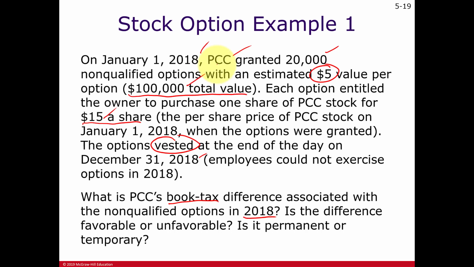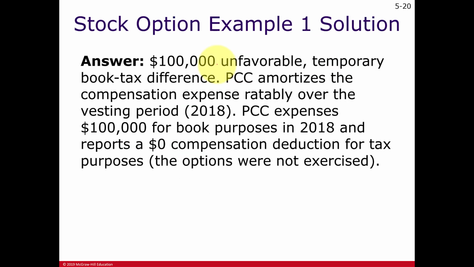So on the income statement, you're going to deduct 100,000 for the stock option expense. Whereas on the tax return, there is no deduction. Again, you get the deduction eventually when the option is exercised. And in this case, it's not yet exercised. Okay, so 100,000 unfavorable difference. And it's temporary because we're just waiting now eventually for the options to be exercised, where the difference will reverse.